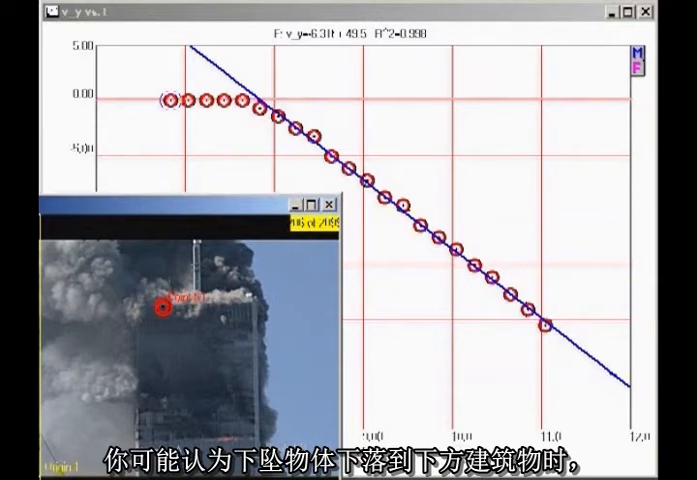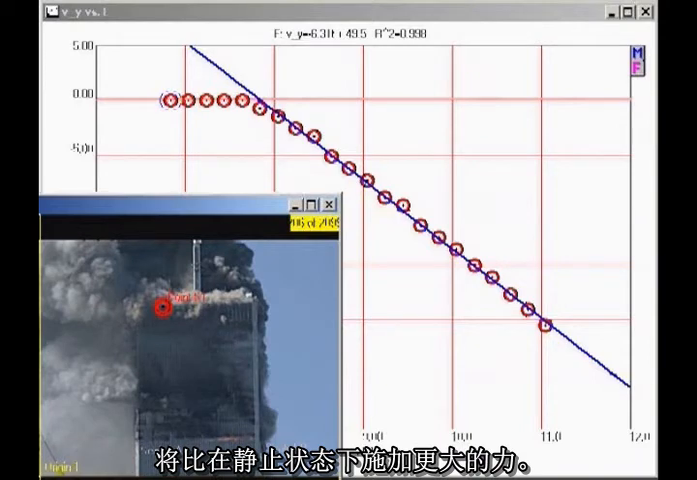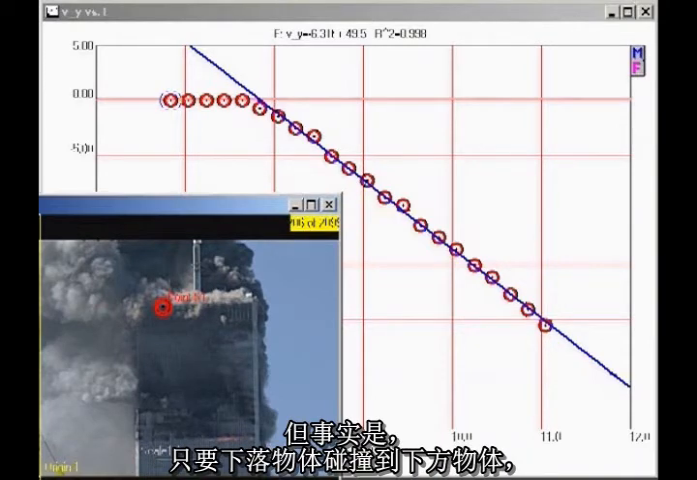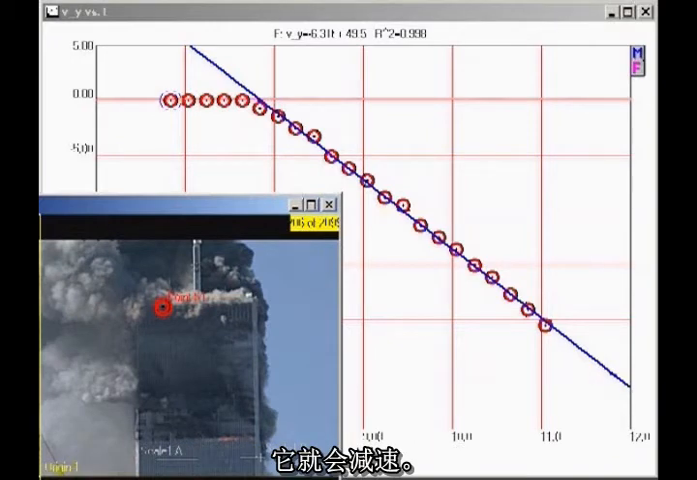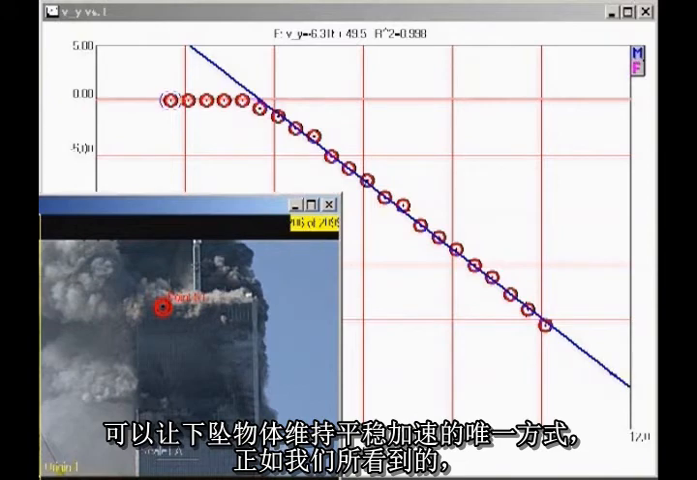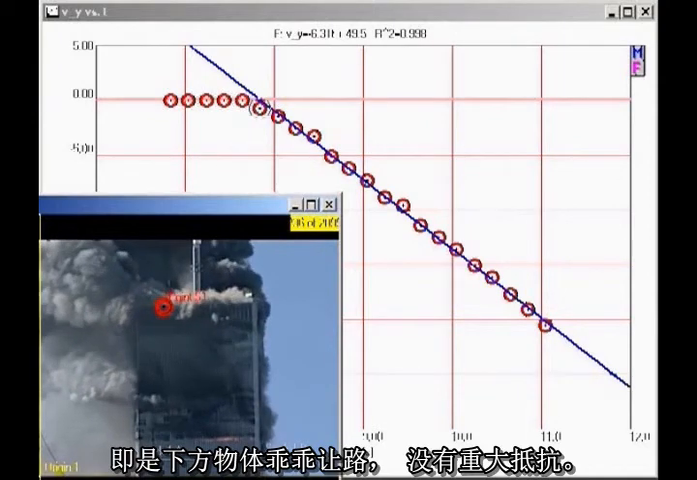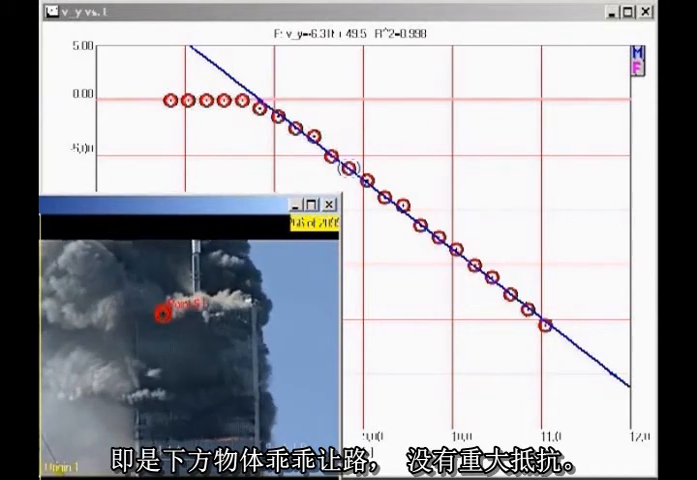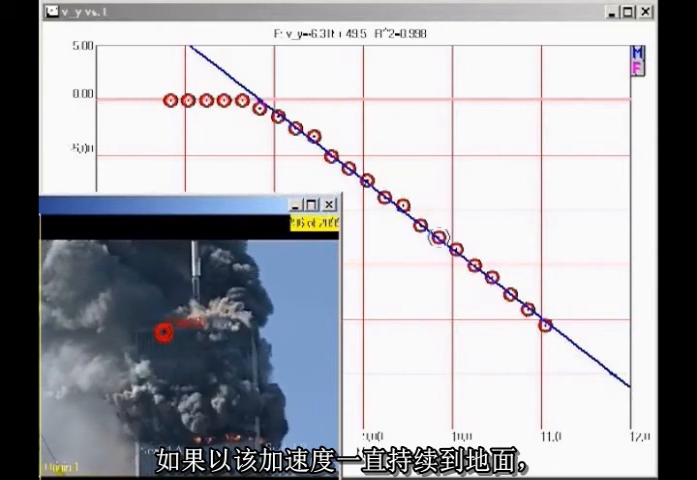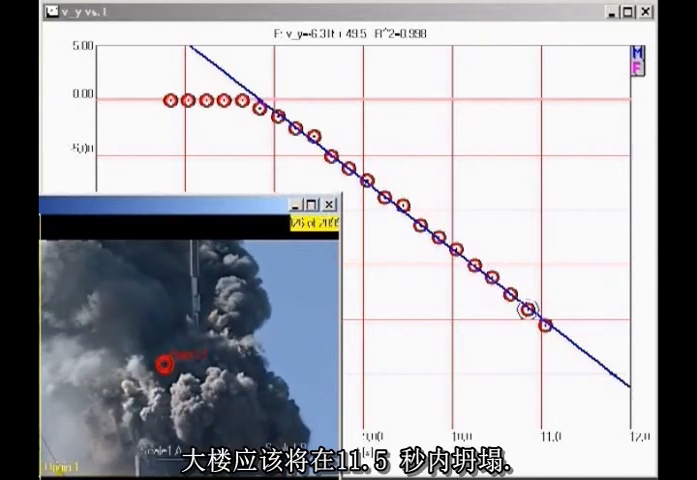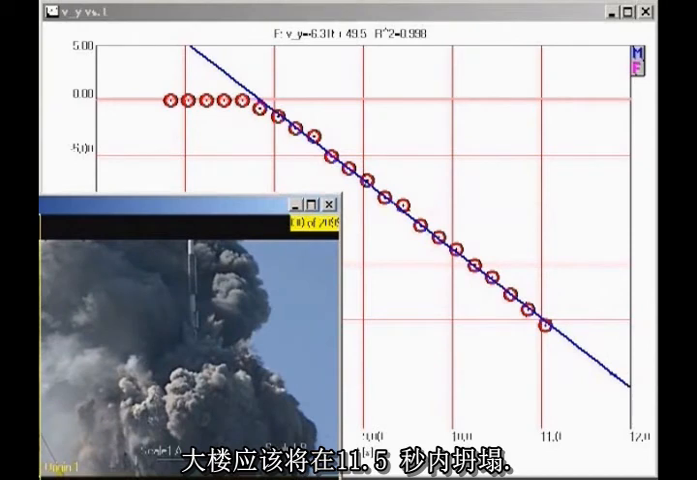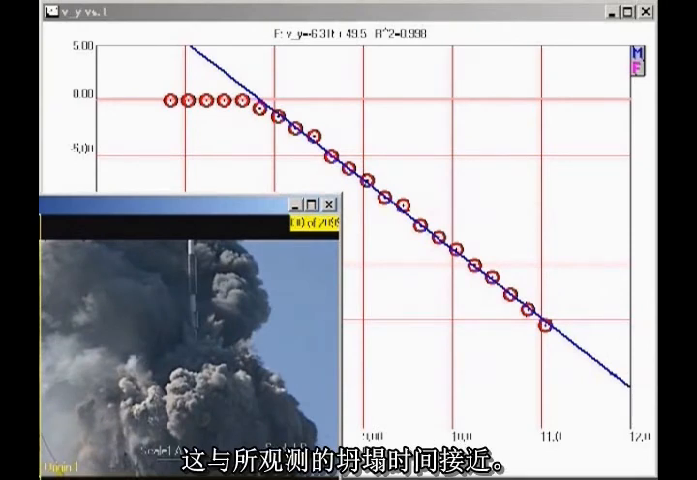You might think a falling block coming down on the lower section of the building would exert a greater force than a stationary block. But that is true only if the falling block actually impacts the lower block, which would cause the falling block to decelerate. The only way the falling block can continue to accelerate smoothly, as we see here, is for the lower section of the building to give way without significant resistance. If this rate of acceleration continued all the way to the ground, the building would fall in about 11.5 seconds. This is close to the observed collapse time.